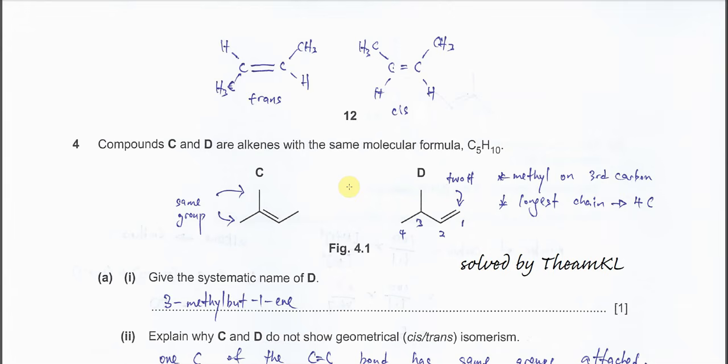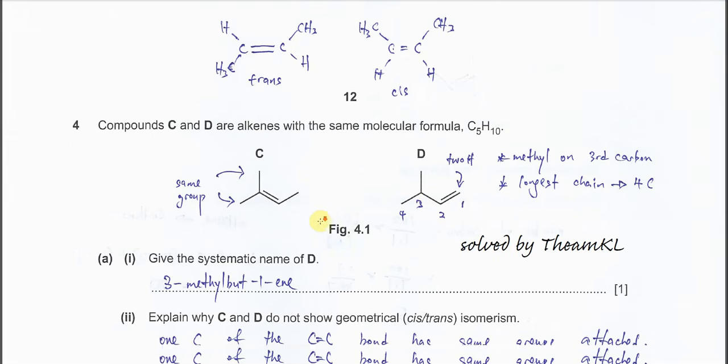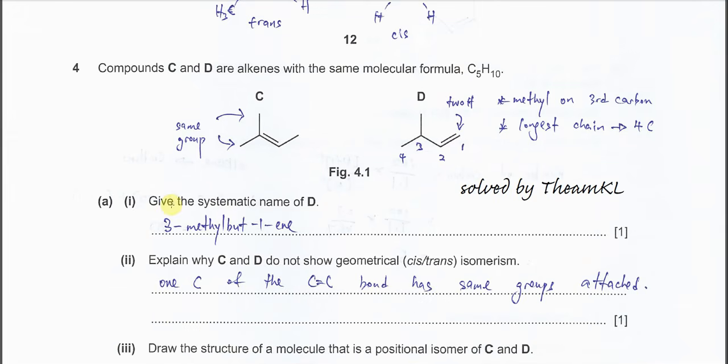Question 4. Compounds C and D are alkenes with the same molecular formula C5H10. Figure 4.1 shows the structure of C and D, and they are positional isomers. Part 1, give the systematic name of D.